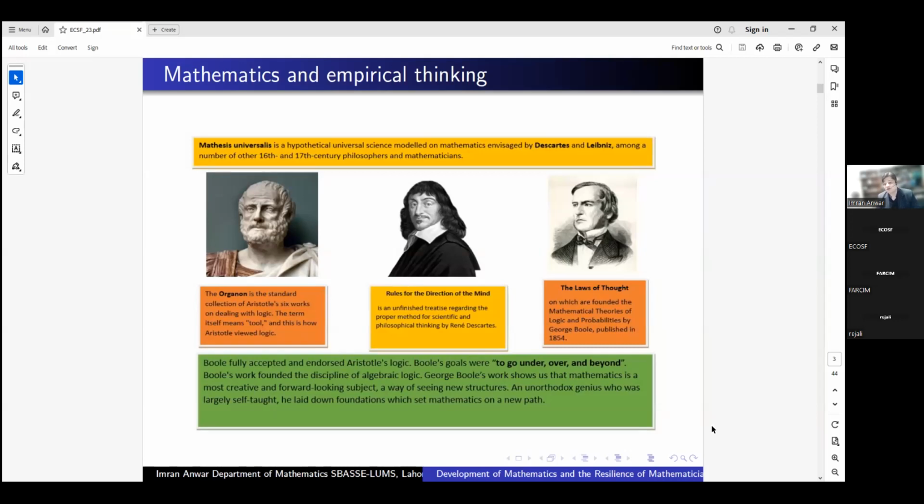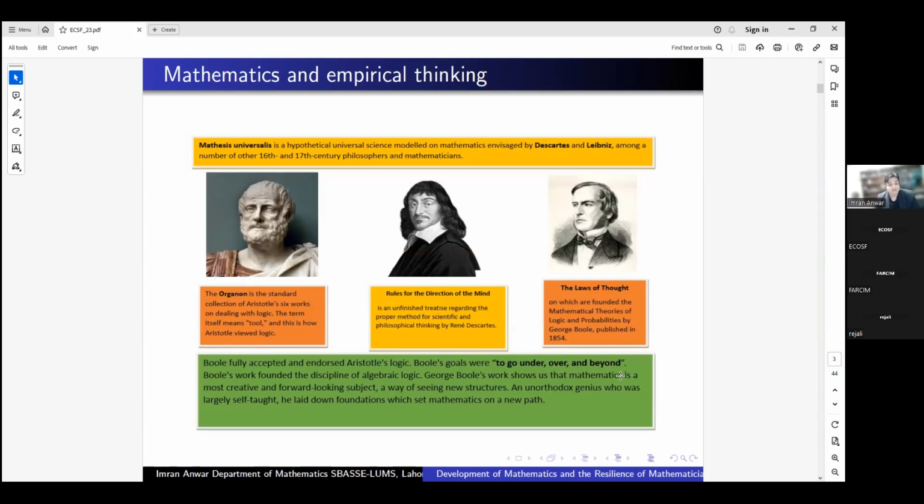And later on, a very phenomenal figure is George Boole. He gave the laws of thought. George Boole fully accepted and endorsed Aristotle's logic, and he gave it a mathematical formulation, and that gave the theoretical mathematical background for the logic and probabilities which is being taught at the university level. And the major philosophy Boole got is to go under, over and beyond. This is the main slogan of the mathematical study of any particular topic.